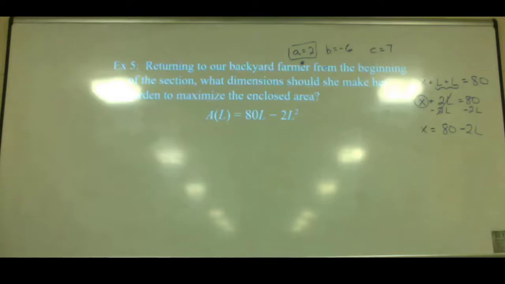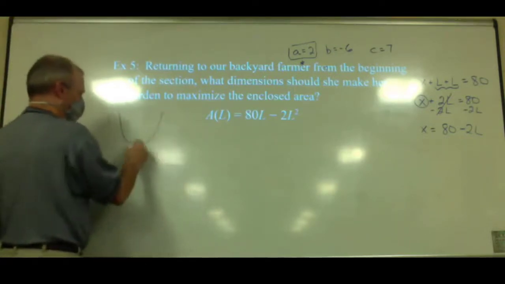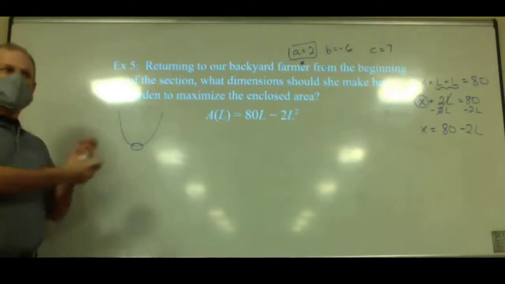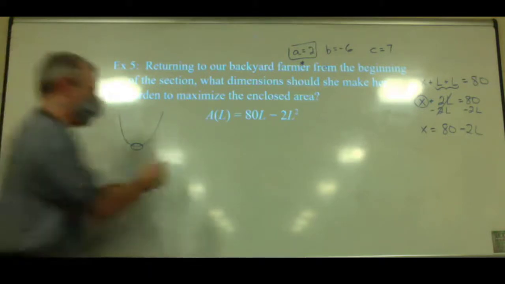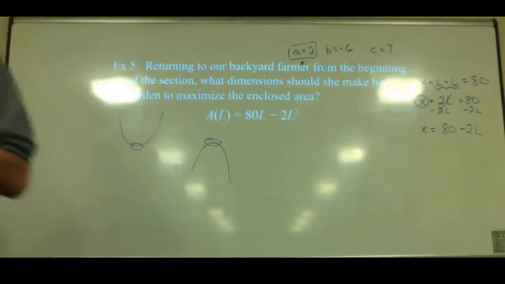Because if you remember where the vertex was, it was right here at the bottom, right? Does that make sense? That's where the vertex was. Now, if our parabola opens down and has been reflected, the vertex will be right here at the very top. Does that make sense? So the vertex is always either the very highest or the very lowest point on the graph.